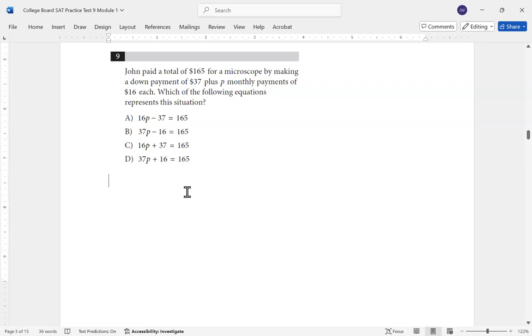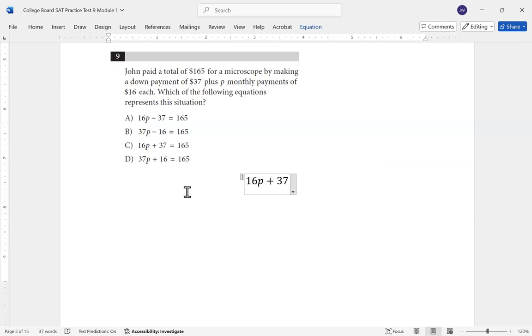Question 9. John paid a total of $165 for a microscope by making a down payment of $37 plus P monthly payments of $16 each. Which of the following equations represents this situation? So John put down $37, and then that's added to his monthly payments, which were $16 times, since he made P monthly payments, that's 16 times P.